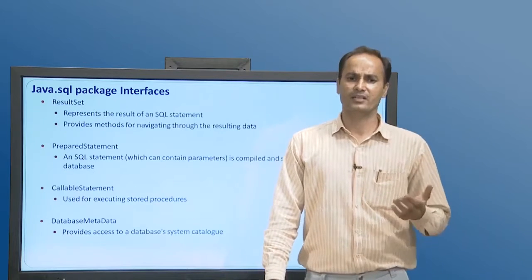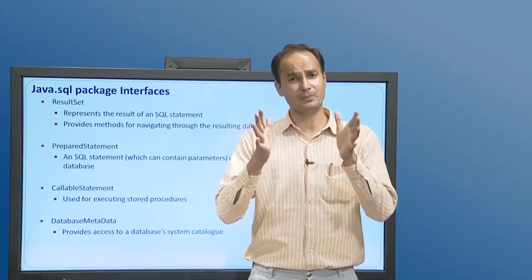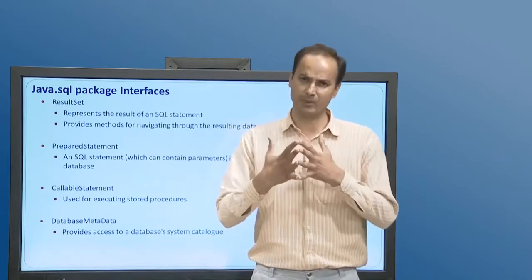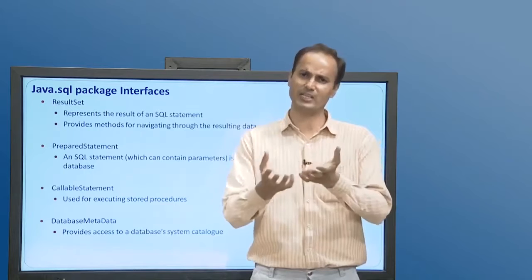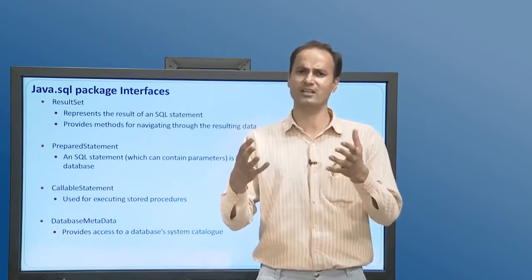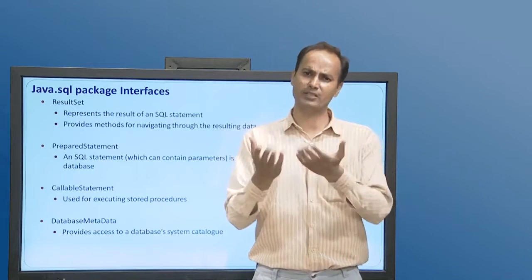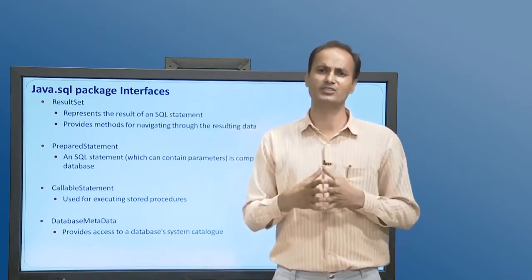Then the ResultSet interface is there. The ResultSet interface represents the result of a SQL statement. Using the SQL statements we can get the result set, and we can get the records even. A result set is generally a set of records: once we fire a query to the database, it will return a set of records, and that will be known as the result set.